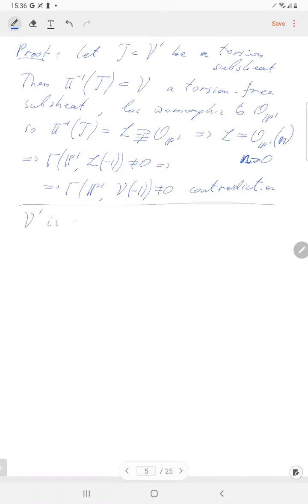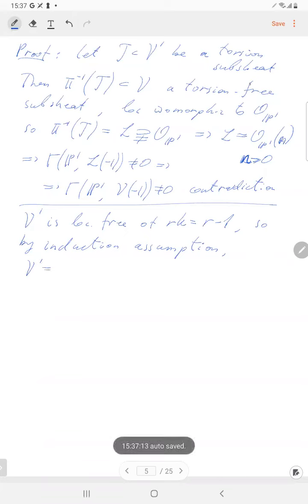And so V prime is locally free of rank smaller. So by induction assumption, V prime is the direct sum of line bundles, like this. Fine.